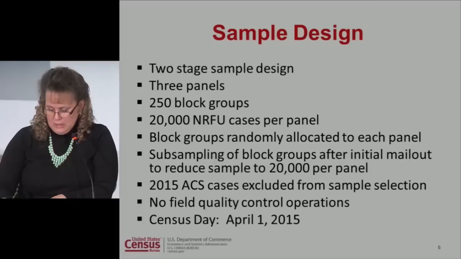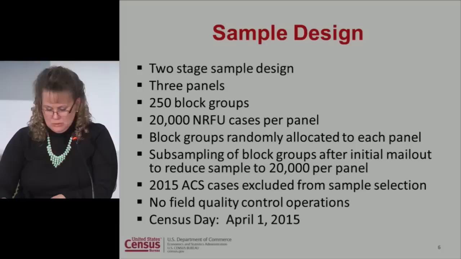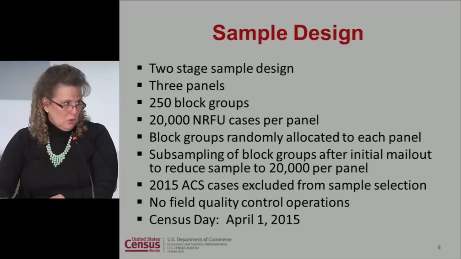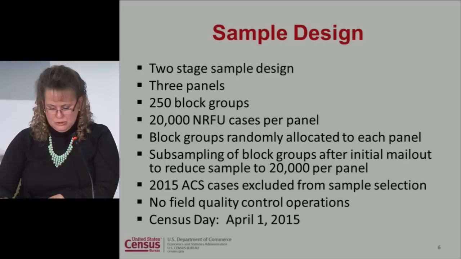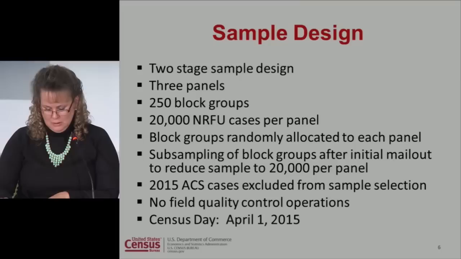In this test, we expect to be able to detect statistically significant differences between the panels of 0.12 cases per hour. One of the objectives of this test is to measure how cost parameter estimates compare from the two experimental panels to our control panel. Assumptions were made for mail return rate and the administrative records removal for the two experimental panels. These assumptions led to the identification of 250 block groups. The goal is to have 20,000 non-response follow-up cases per panel.